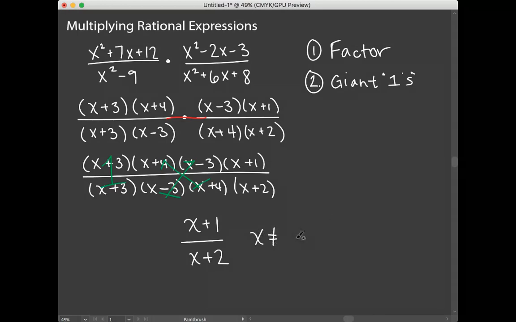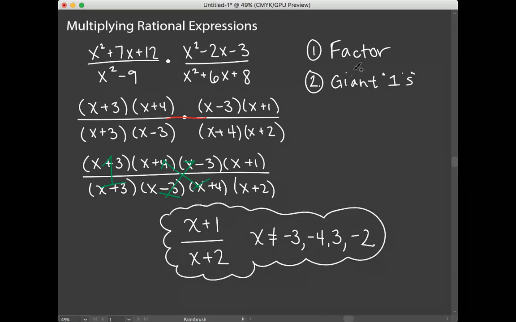Our restricted values are any numbers that would make the denominator equal to 0. So if x had been negative 3, this wouldn't have worked. It would not have been 1. If x had been negative 4, if x had been positive 3, and of course, if x were negative 2, the whole problem would not work out. Okay, so really this is almost exactly the same as if you were just simplifying a rational expression.